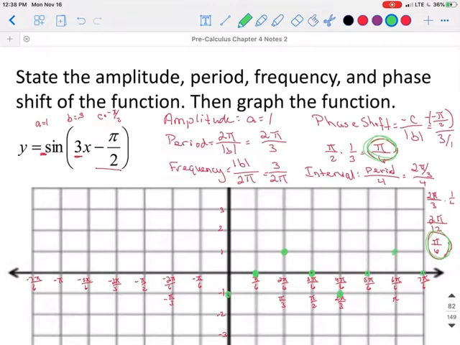Since we were at middle, we're going to be low, middle, high, middle, low, middle, high, back to middle. And then you will just draw your graph. So it goes through those points.